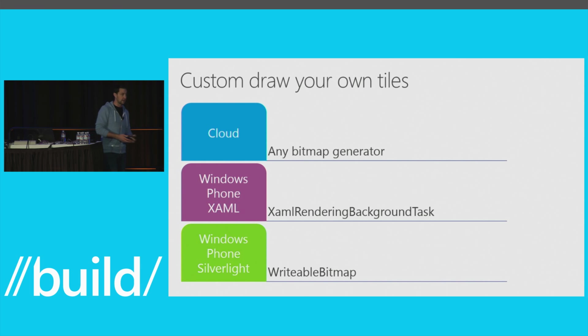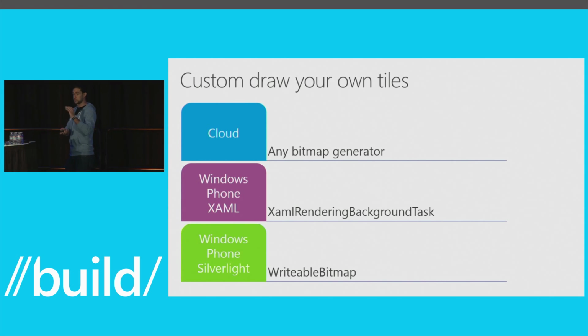So I talked earlier on how to custom draw your tiles and how I can help you do that. There are 3 basic ways you can do this. If you want to generate in the cloud, which is awesome if you have the server resources to do this, any bitmap generator will work. There's a weird, maybe it's not weird, but WPF works in Azure, so just something I discovered.